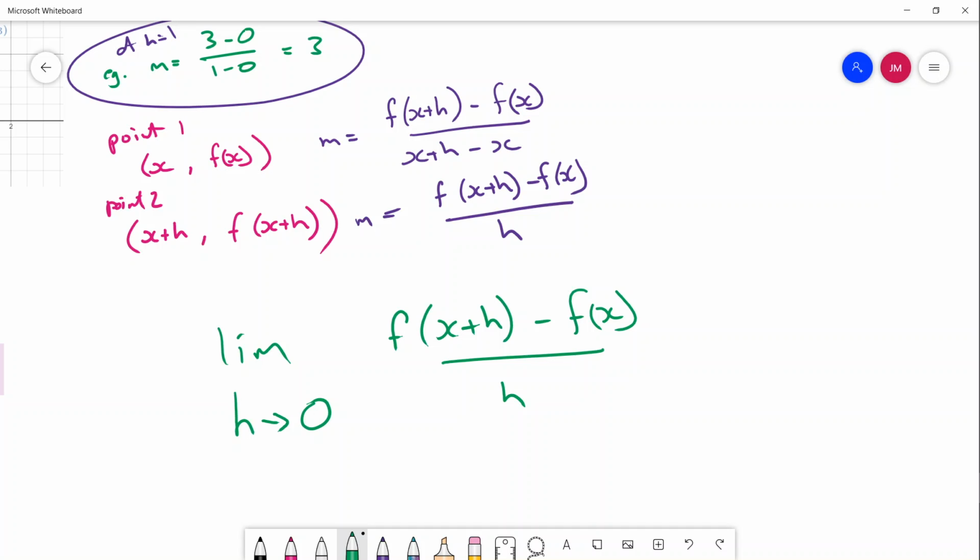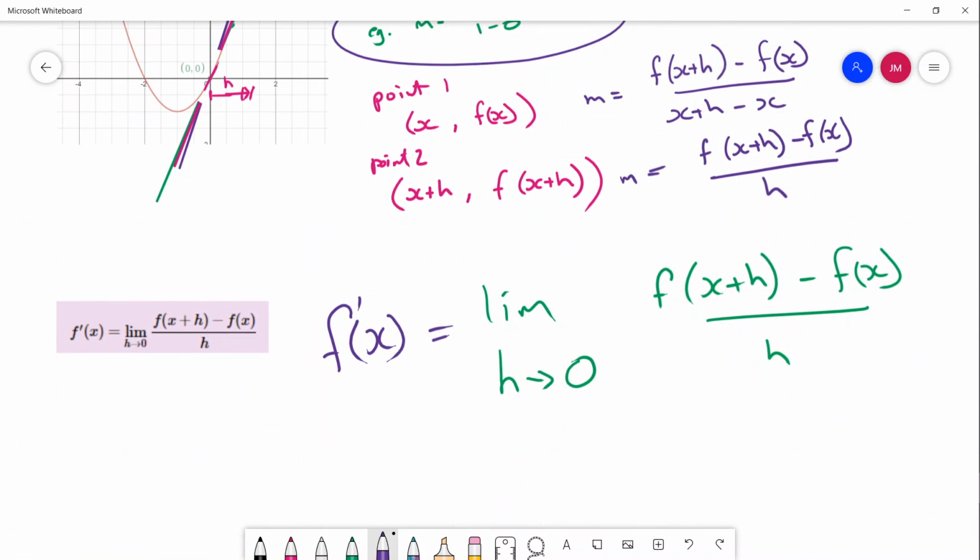So that would be our gradient at the point, or the derivative. Now, in terms of function notation, we do it with a little dash like this. So we'd read that as the derivative of x is equal to the limit as h approaches 0 of f of x plus h minus f of x over h.